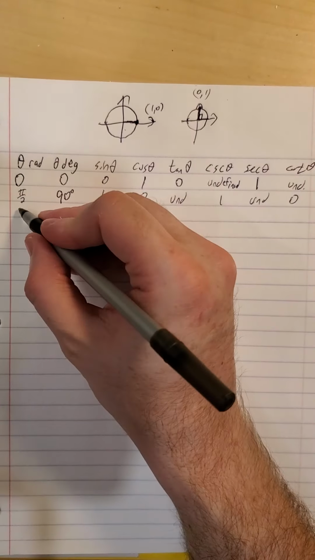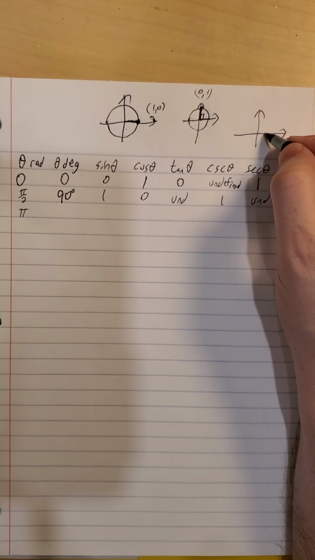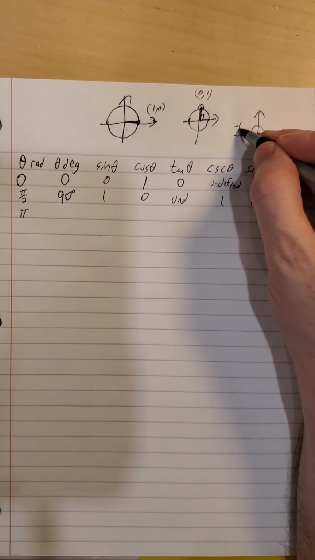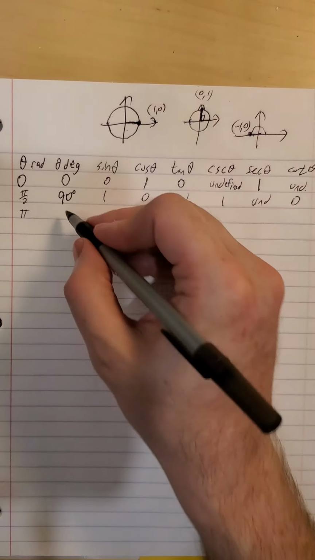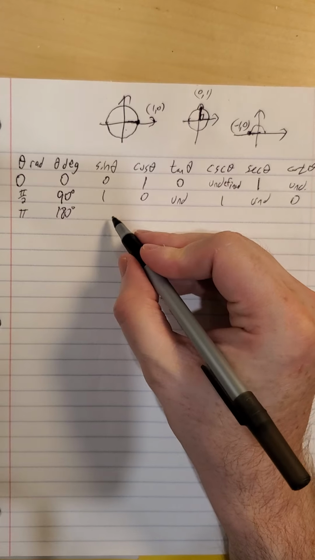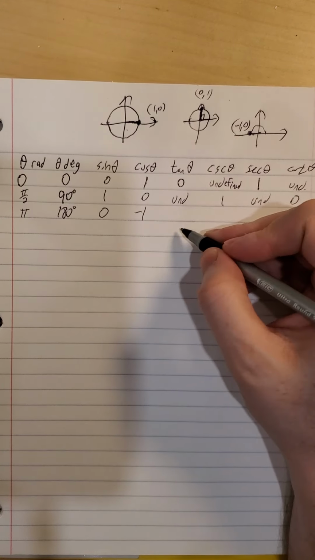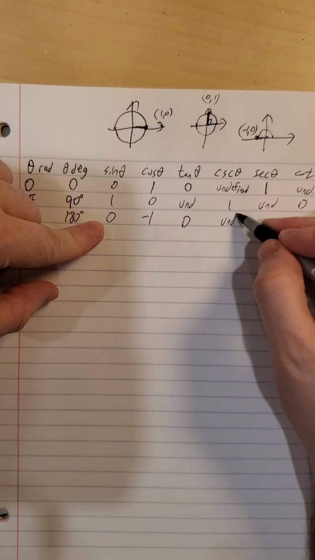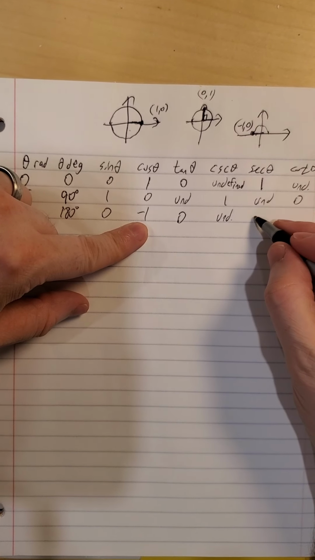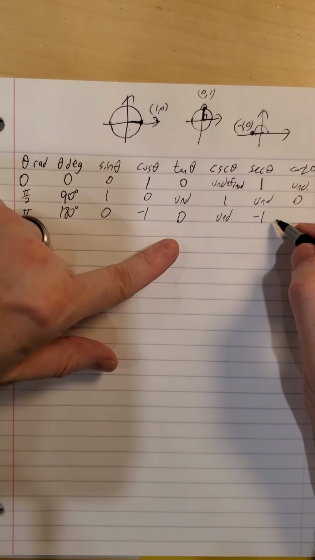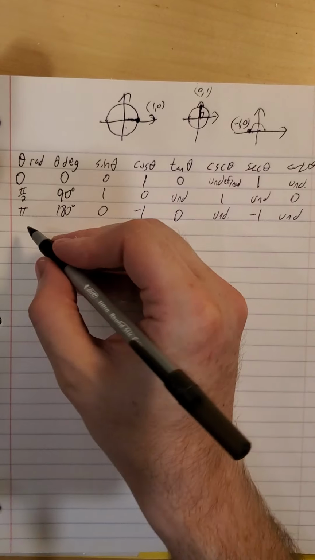All right, so next up we'll look at pi. Pi, remember that is 180 degrees. So we are back here at -1 for x, 0 for the y. So sine is back to 0, y coordinate 0, x coordinate -1. 0 divided by -1 is still 0. Reciprocal of 0 is undefined. Reciprocal of -1 is still a -1. And reciprocal of 0 is, as usual, undefined.